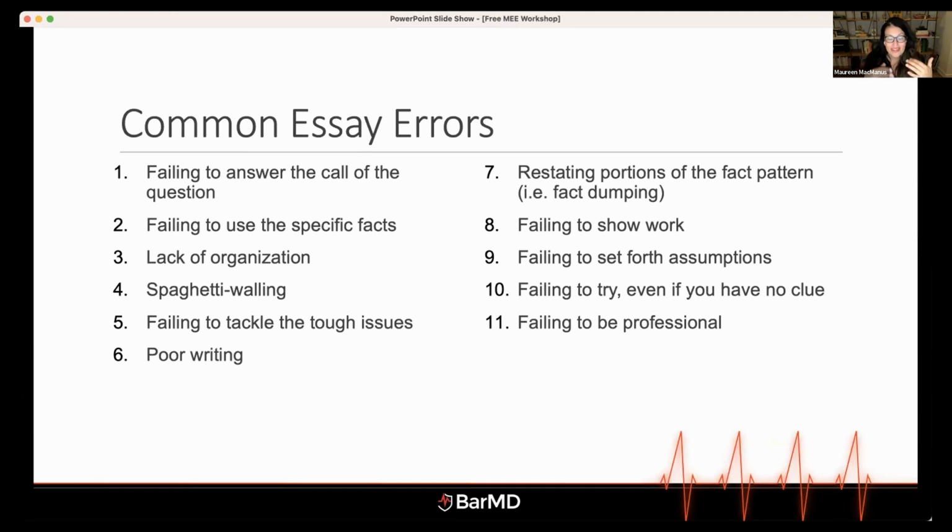4 is spaghetti walling. This happens a lot, and this is something that I see quite a bit. That's just throwing things at the wall and seeing what sticks. Don't do that. Not a good idea. That means that your writing is imprecise and you're wasting time. If I look at an essay, I'm like, you're not getting at the right issue. You're talking about all of this other stuff, and then finally at the end, you get to the heart of the issue. Cut that other stuff out. Just get to the heart of the issue. 5 is failing to tackle the tough issues.